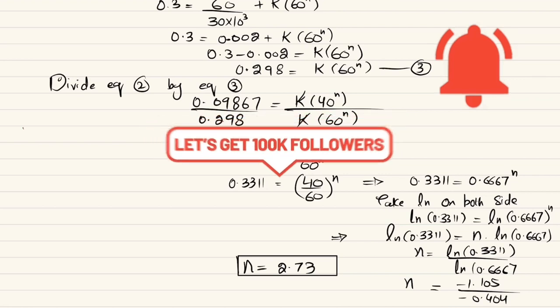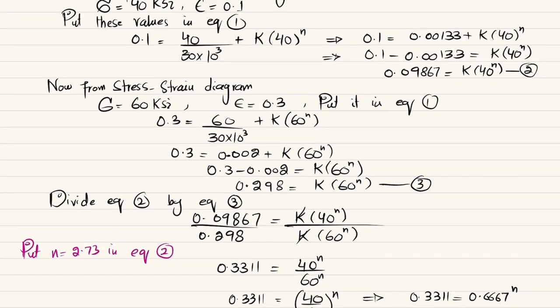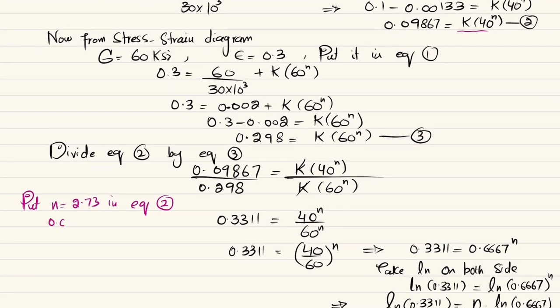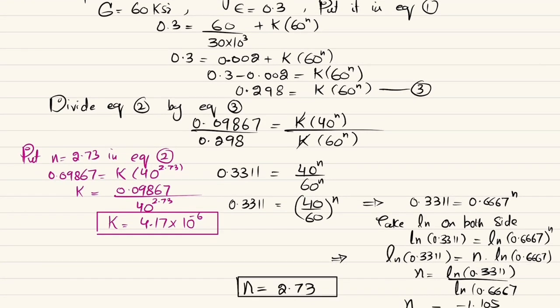Now what we will do is put n is equal to 2.73 in any equation, either equation 2 or 3. Here I am going to put it in equation 2. So equation 2 is this one. You will get 0.09867 is equal to k into 40 power 2.73. Okay, and k will be equal to 0.09867 divided by 40 power 2.73. When you solve it, you will get k will be equal to 4.17 into 10 raised to the power minus 6. Clear? So these are the values of n and k.